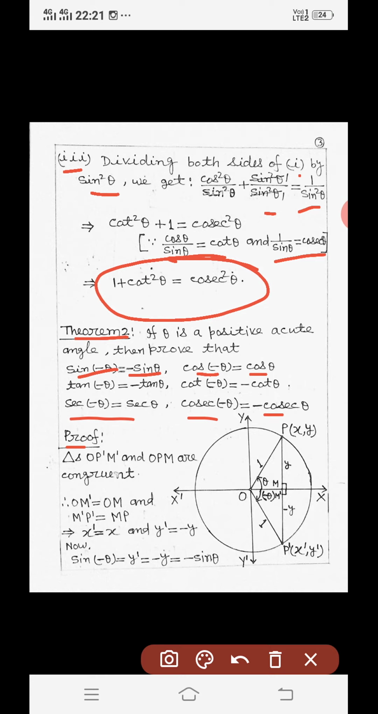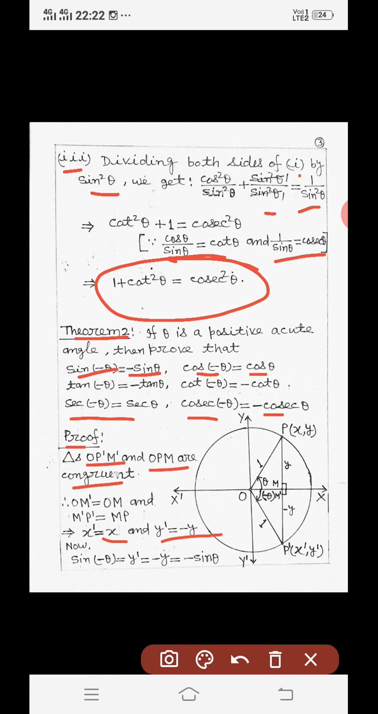Let P(x, y) and P'(x', y') be the points of intersection of the terminal sides of the angles theta radians and minus theta radians respectively with the unit circle. Triangles OP'M' and OPM are congruent. So OM' is equal to OM and M'P' is equal to MP. So x' is equal to x and y' is equal to minus y.